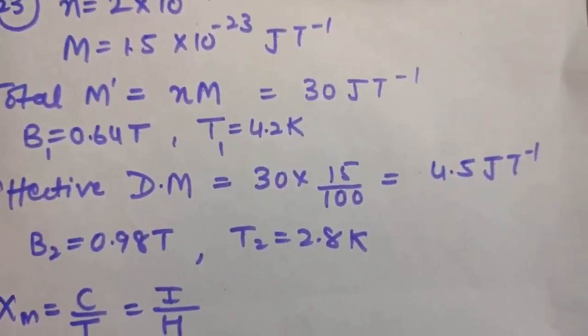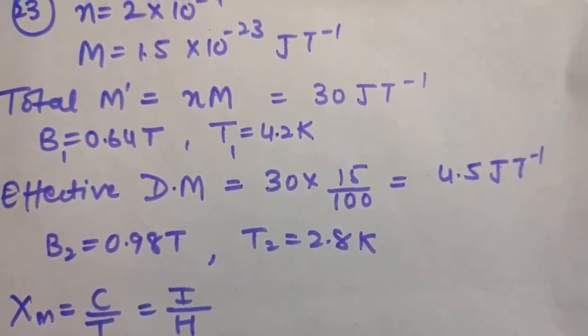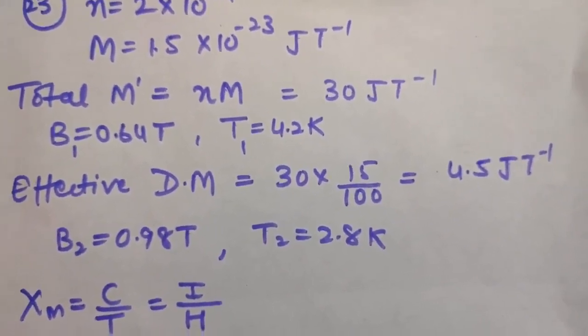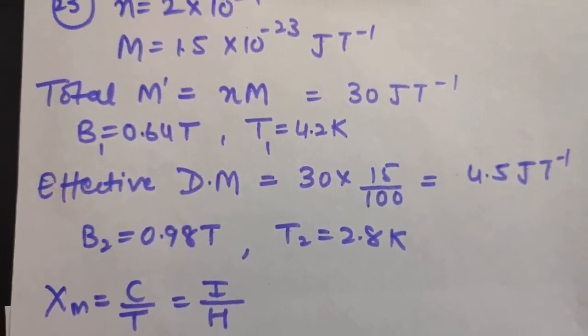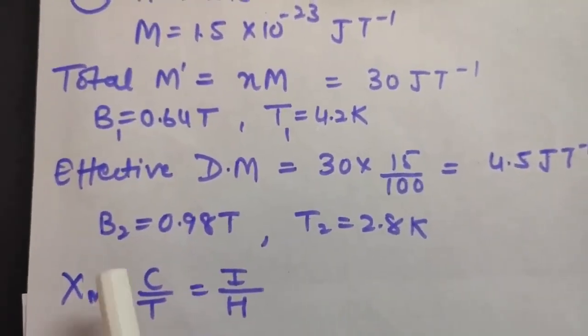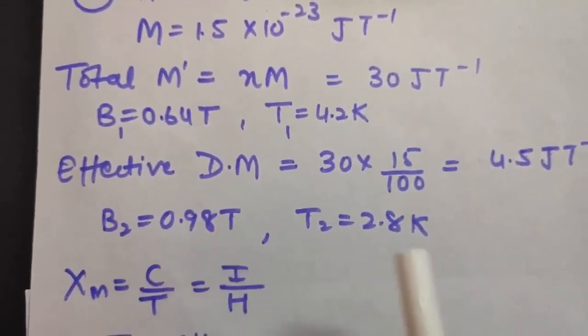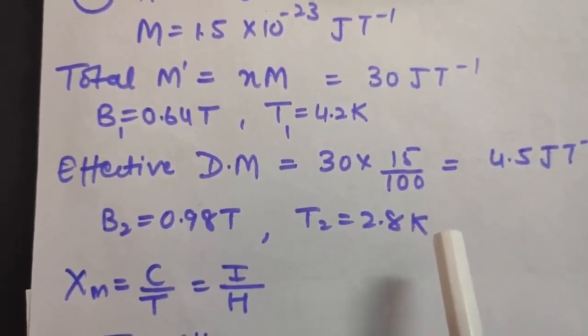Okay, so after that the question says, what is the total dipole magnetic moment of the sample for a magnetic field of 0.98 Tesla and a temperature of 2.8 Kelvin. That is, B2 is given to be 0.98 Tesla and T2 is given to be 2.8 Kelvin.